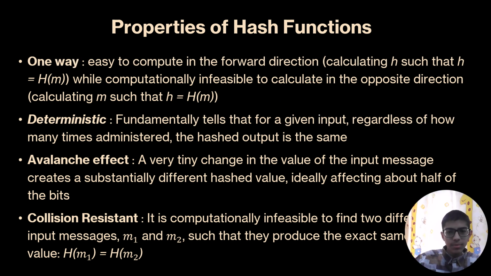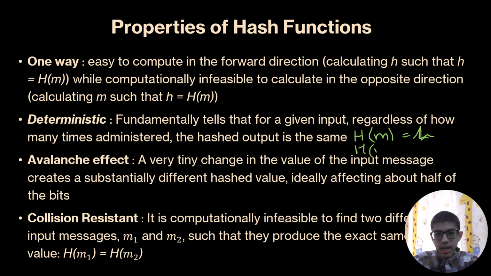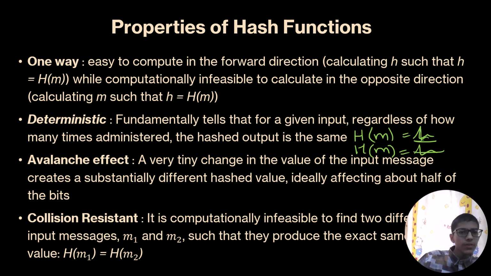Next we have determinism. Determinism of a hash function tells us that regardless of how many times I enter the same input, so I have h of m equals lowercase h, if I again input the same value, I get the same hash value h. Why is this important? Because if I receive different hash values for each iteration, then I will not be able to, for example, verify my password, which we will see in the later part.